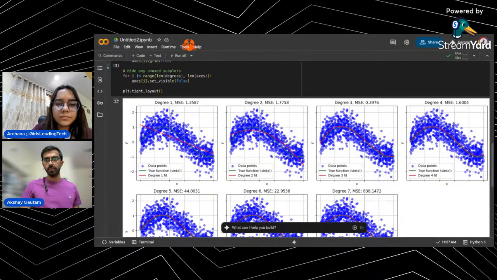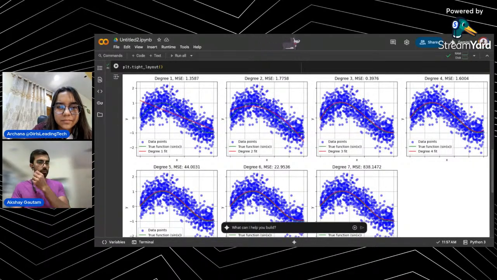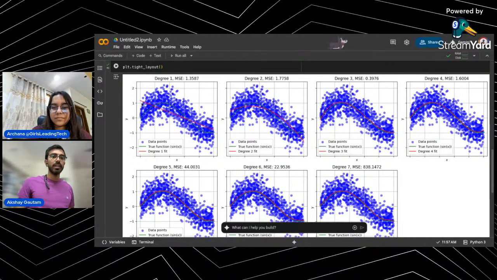I'm afraid it's not visible. Is it visible? Yeah, there is a green line here, and it's the real function. So I just plotted a sine function to show what we want. And the red one is for our model, right? So when degree is 1, we have a linear regression. Voila, right? So we have a straight line.